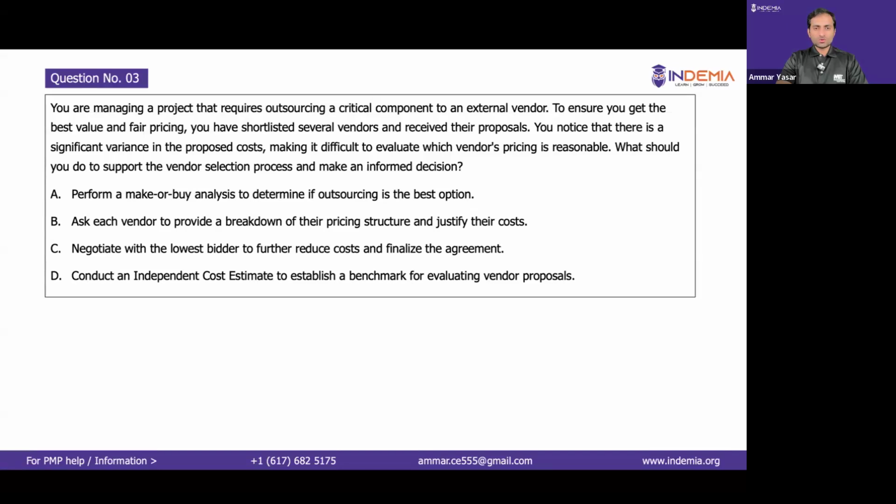No, we're not talking about minimizing the cost. We're not sure what's the right price for you. We don't want to just go with the lowest bidder. We don't want to go with the highest one, right? We want to go with someone that offers the optimum cost, ensuring a high quality product or a product with the required quality. Option D, conduct an independent cost estimate to establish a benchmark for evaluating vendor proposals.